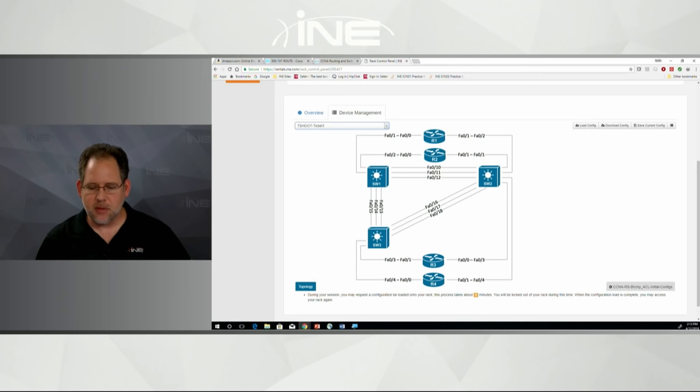Arsalan asks, which track is better, the CCIE routing and switching or the CCIE data center? Data center is very hot in demand these days. So honestly, you'd probably get a job faster and you'd probably get a higher paying job with a CCIE data center than you would with a CCIE routing and switching. So short answer to that question.